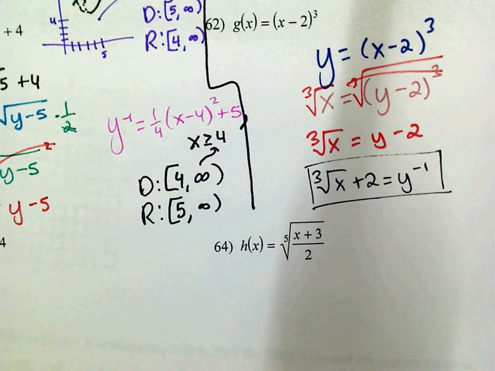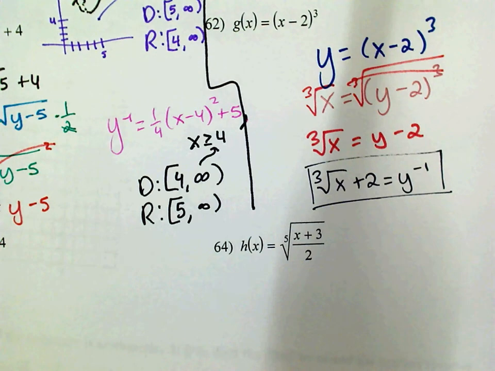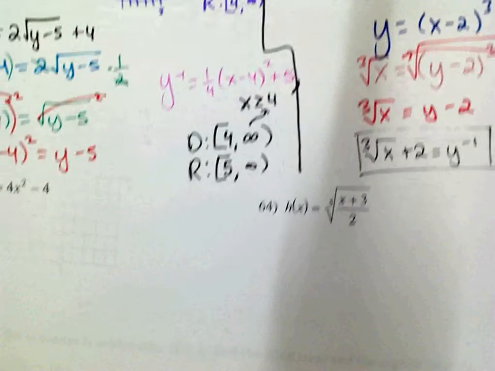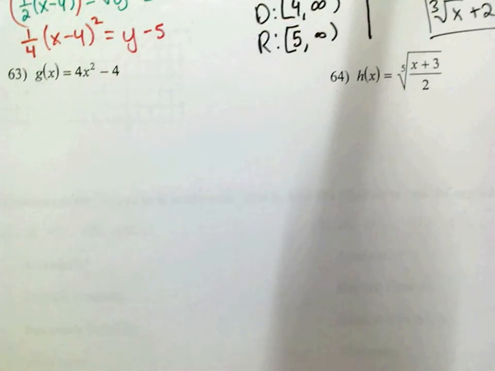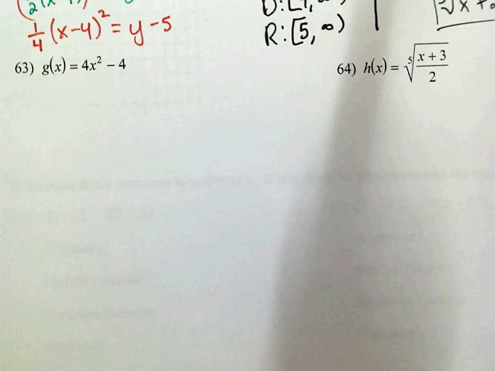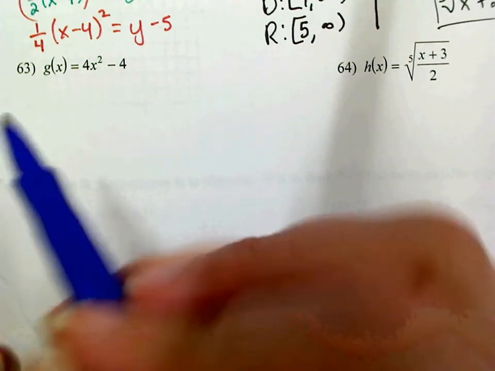The reason I'm not having you find domain and range on this is because it's all real numbers for both. For all 4, I should say. Okay, let's do number 63. So 63 is a full parabola, right? Okay, so y equals 4x squared minus 4.